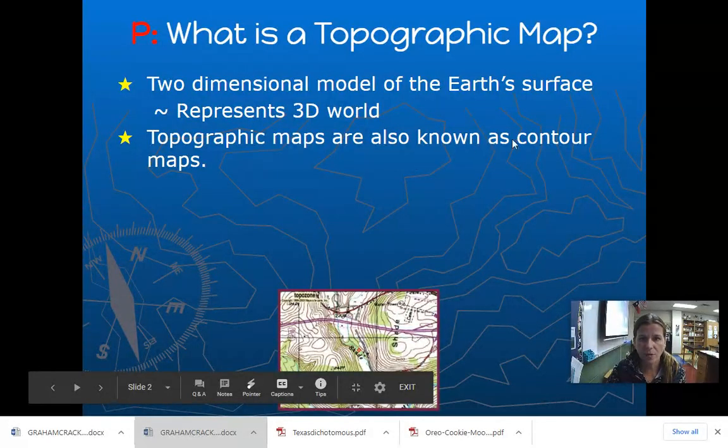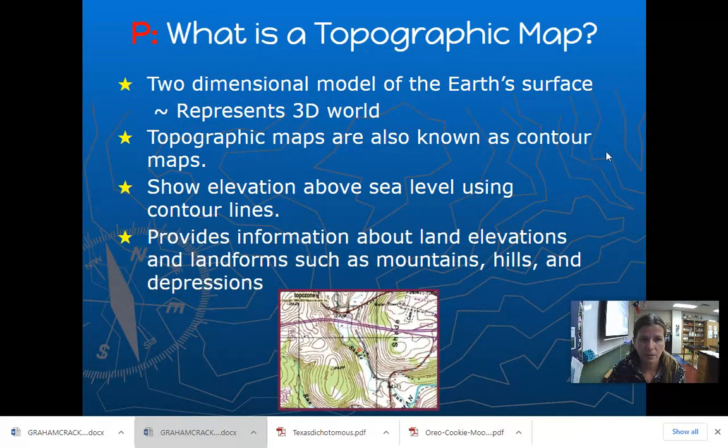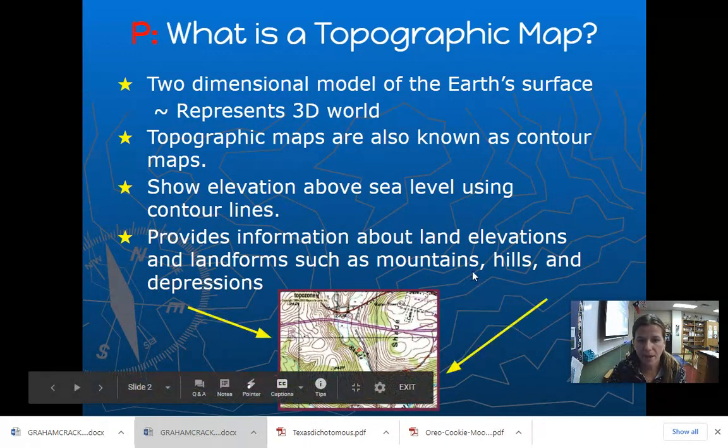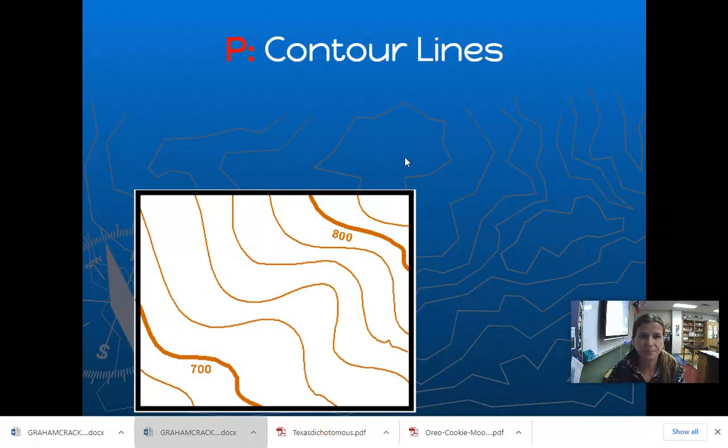Topographic maps are also known as contour maps. They show elevation above sea level using contour lines. They provide information about land elevation, landforms such as mountains, hills, and depressions. So this is a topographic map down at the bottom, and you see all those contour lines. They're representing the height of a mountain, the elevation of a mountain.